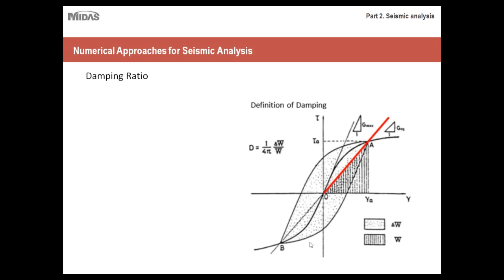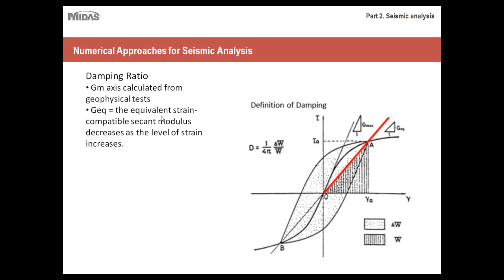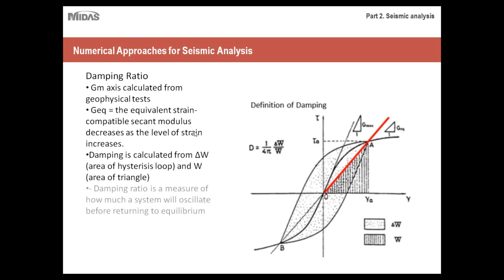Okay, so here's a more detailed, more accurate view of how soil behaves under cyclic loading. Damping is calculated from delta W, which is the area of the hysteresis loop itself, and the area of the triangle. So once again, depending upon how your loop is oriented, as well as the width of it, that would determine your damping ratio. So what exactly is damping?